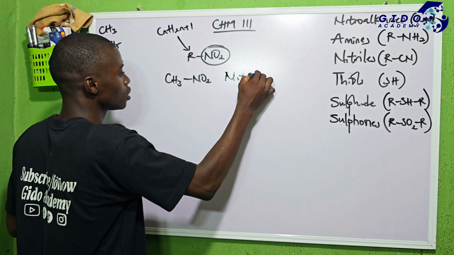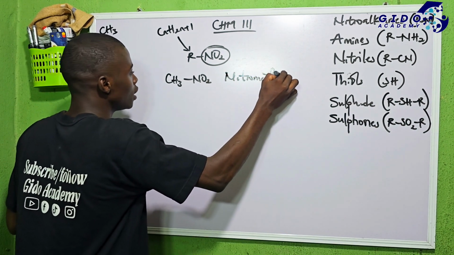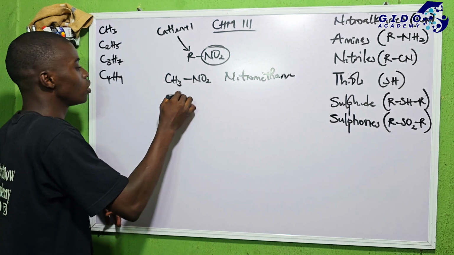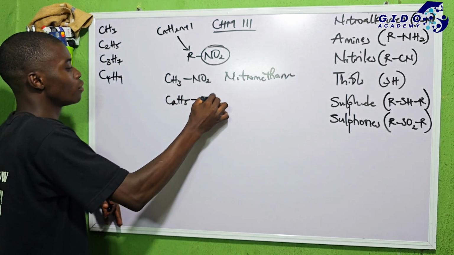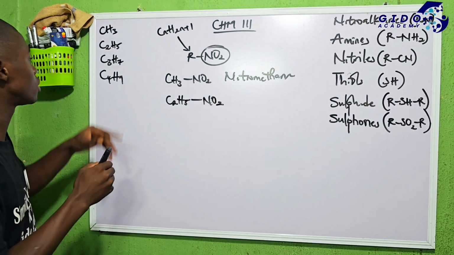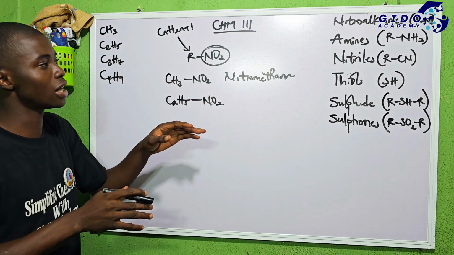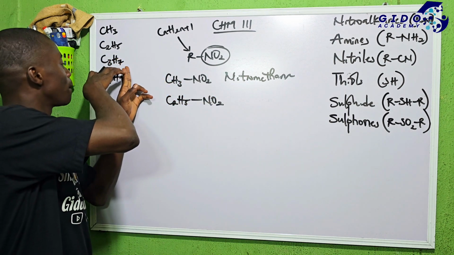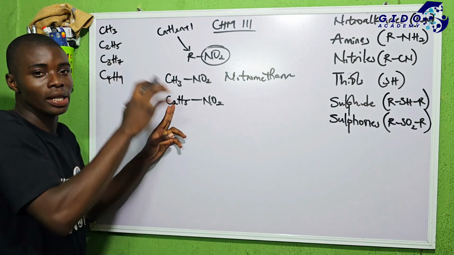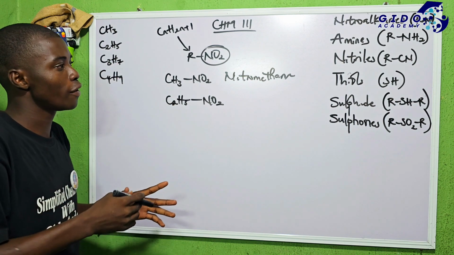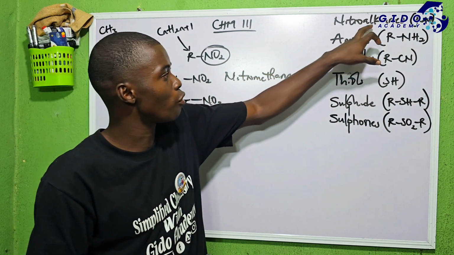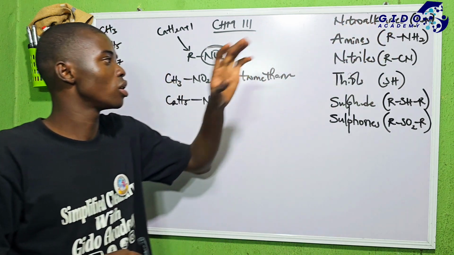So the name of this compound is called nitromethane. Then assuming here is C2H5, which is the second member of this series, it is now called nitroethane. The third member is now called nitropropane, then nitrobutane. So first of all, you start with the nitro group before the other names come in.